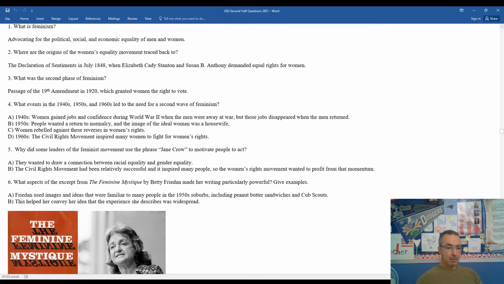Okay, number six. What aspects of the excerpt from The Feminine Mystique by Betty Friedan made her writing particularly powerful? Give examples. Well, Friedan used images and ideas that were very familiar to people in the 1950s. This included peanut butter sandwiches and Cub Scouts and things like that. They helped to convey her idea that the experiences she described were widespread. She put forth what all women were supposed to aspire to be at that point in time, and that many women wanted more than simply making peanut butter sandwiches and attending scout meetings and such for their children.